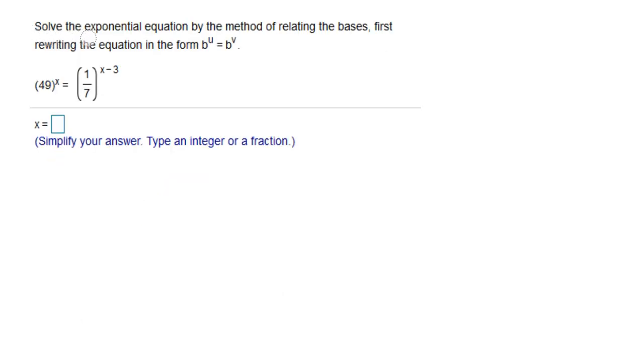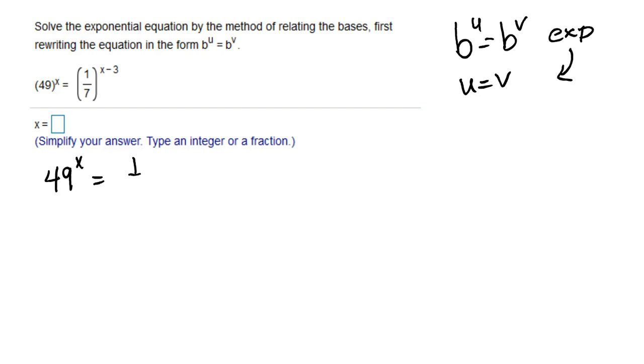This question says, solve the exponential equation by the method of relating the bases, first rewriting the equation in the form b to the u equals b to the v. So this relating the bases form that we want, if we write it in this form, b to the u equals b to the v, once the bases are the same, the exponents have to equal each other. So we can take an exponential equation and turn it into something that's a lot simpler. So our question is 49 to the x equals 1/7 to the x minus 3.